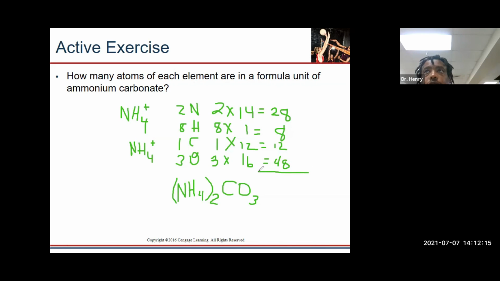So if we add them all together, that's 26 up here, and then that's 96. We would say AMU for atomic mass units, or we would say 96 grams per mole. Okay, piece of cake? Good.